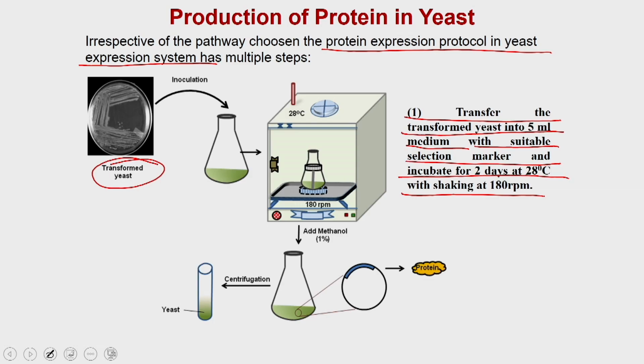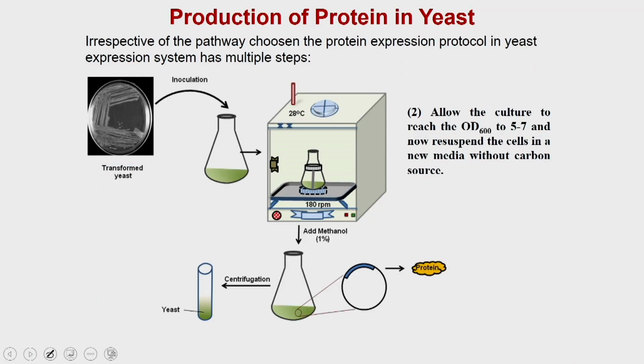So, the first step is that you first transform the yeast with the foreign DNA or recombinant DNA, then inoculate that into a 5 ml media with selection marker and incubate at 28 degrees Celsius at 180 rpm. That will allow the yeast to grow to a very high density. Once it reaches a specific density, with an OD of 5 to 7, you resuspend the cells in a new media without methanol as the carbon source.